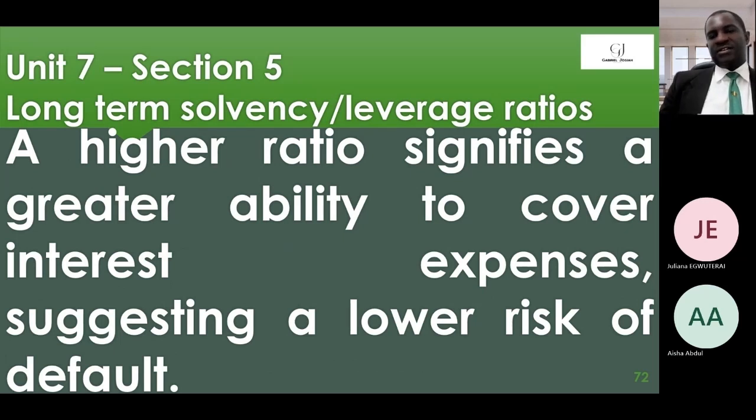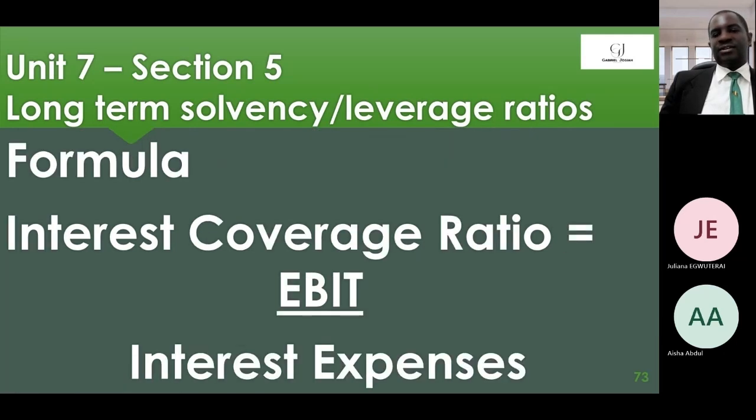So a higher ratio signifies a greater ability to cover interest expense. So when you have coverage of 1, 2, 3, this one looks at how many times your operating income can cover your interest expense. So it's not a ratio, it's how many times it will cover. It signifies lower risk of default. But the lower it is, the higher the risk of default.